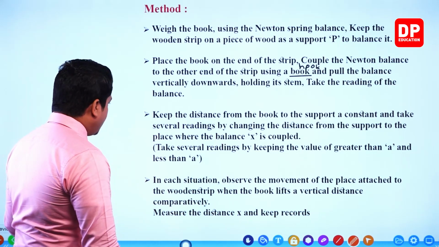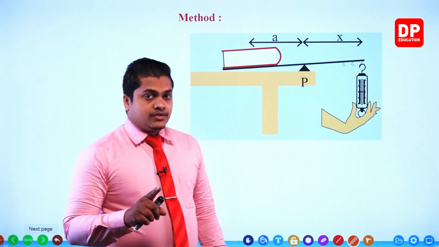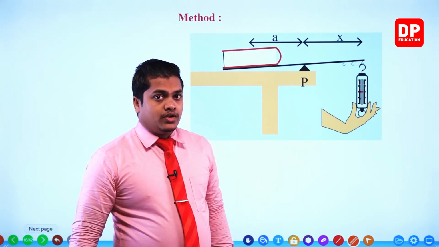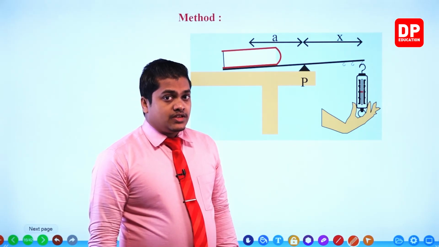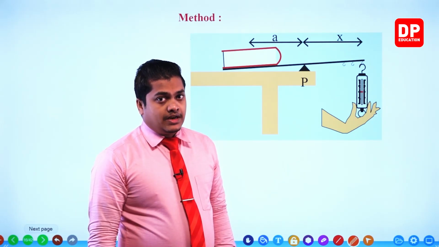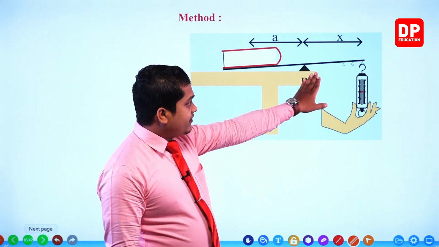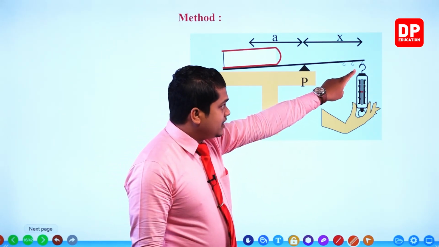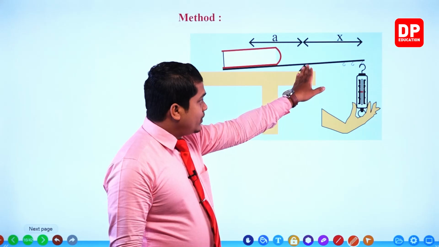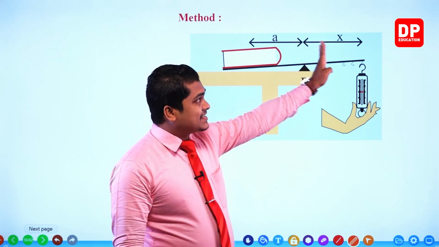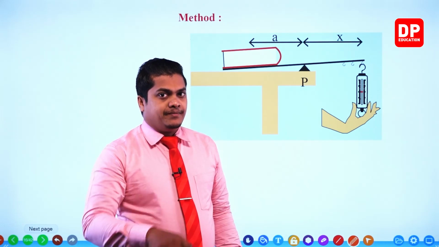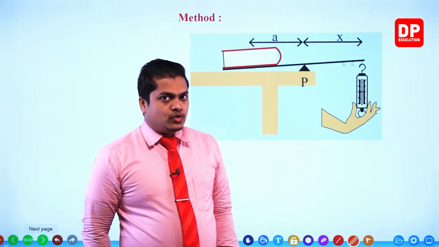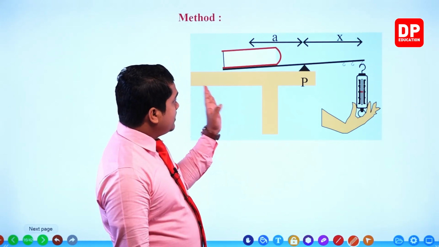Now, my dear children, what do you have to do? What we need to do is change the position of the hook. We need to change it, or else you can use different hooks with different lengths like this. So you have to change the position of the hook, I mean the distance between the point of application of the force and the wedge over here. That means this X distance should be changed from time to time. And for each and every X distance, we have to take a certain reading by using the spring balance in order to lift the book which is over here.